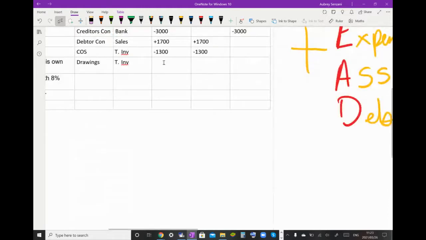And we know that assets is obviously affected, and it's going down, so we're going to make it a negative. But what are we going to make it negative by? 400 or 150? The cost price, which yes is 150. All right, great stuff, guys. Then drawings affects owner's equity. Once again, negative 150.